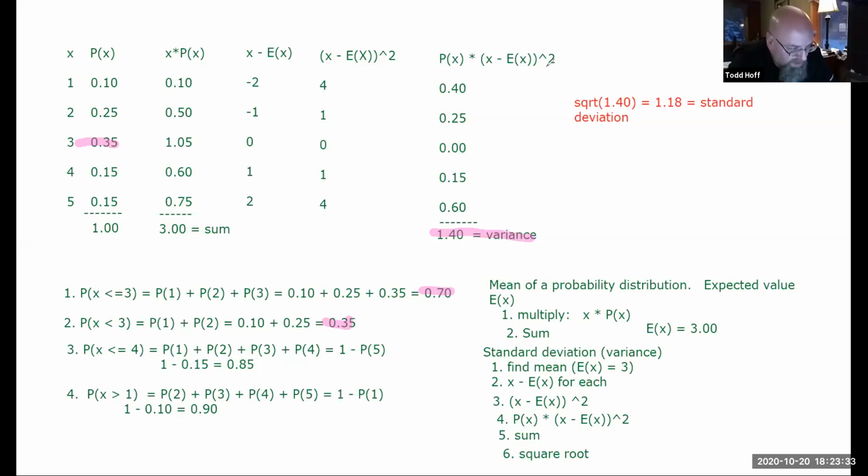For most of the distributions, there's a shortcut for finding variance and standard deviation. But for a regular discrete distribution that is not a special distribution, that is the only way to go: you have to go through that process. Okay, so let's take a look at some of our special distributions.